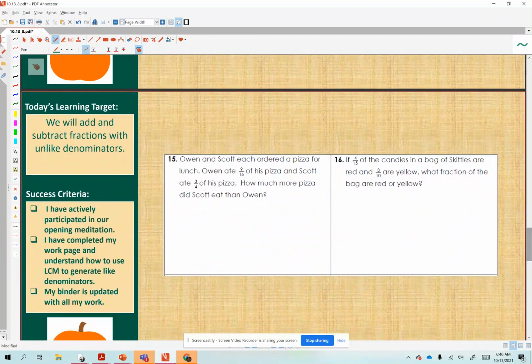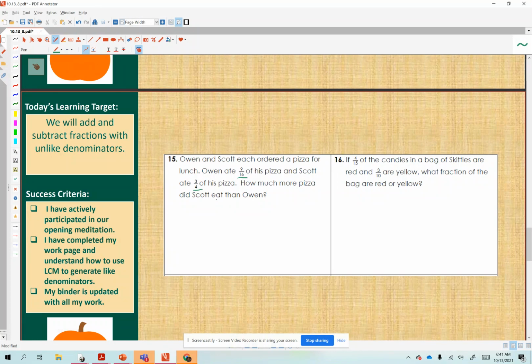And our last two problems for today. We have 4 more. Owen and Scott each ordered a pizza for lunch. Owen ate 9/16 of his pizza. Scott ate 3/4. How much more pizza did Scott eat than Owen?